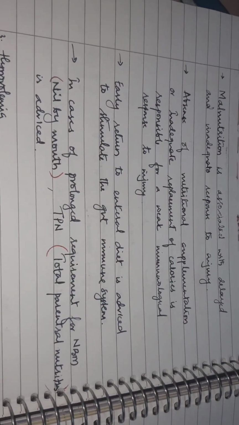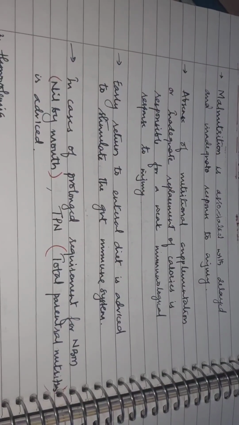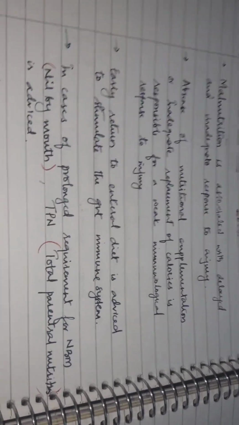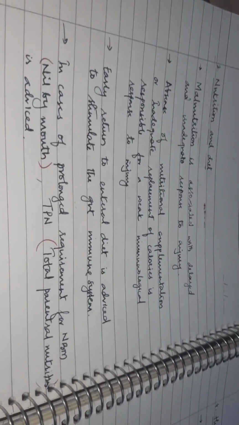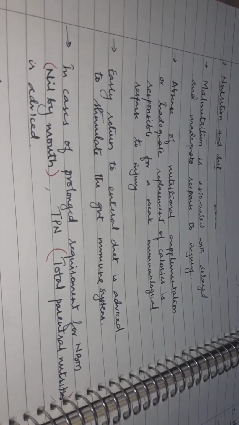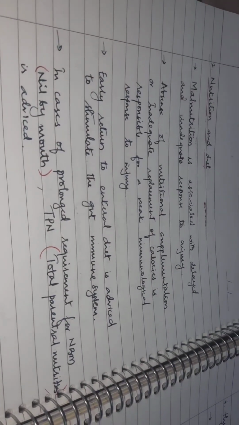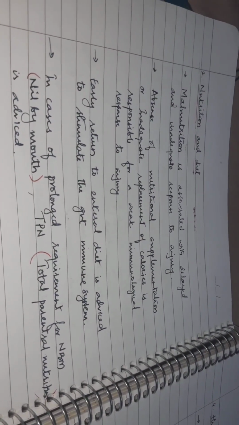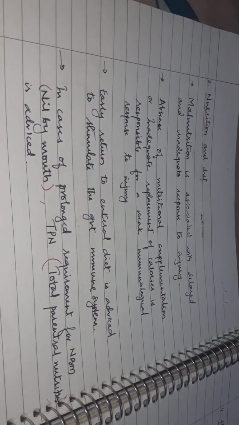Basically, we prefer early return to enteral diet, but if it is not possible, then total parenteral nutrition is used. Now, total parenteral nutrition can itself be a 5-mark note for the undergraduates, and the solution which is prepared has calculated amounts of electrolytes, proteins, lipids, and carbohydrates.